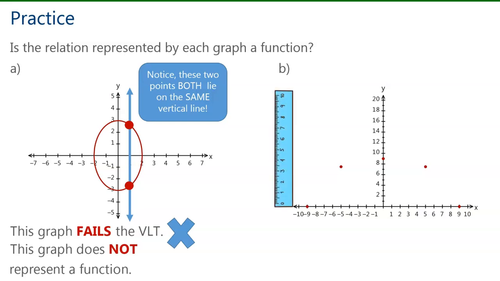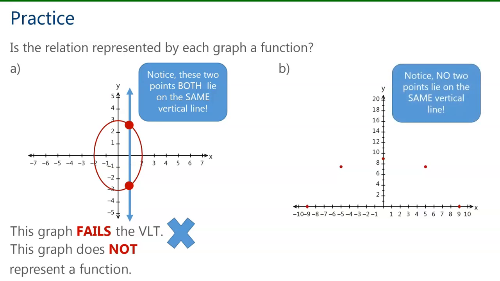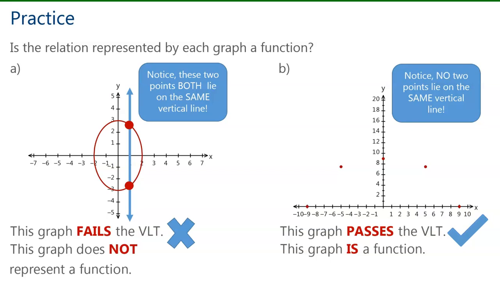Let's do B. Here's our ruler again. Slide it to the right. Looks pretty good. Notice no 2 points lie on the same vertical line. This graph passes the vertical line test, and this graph is a function.